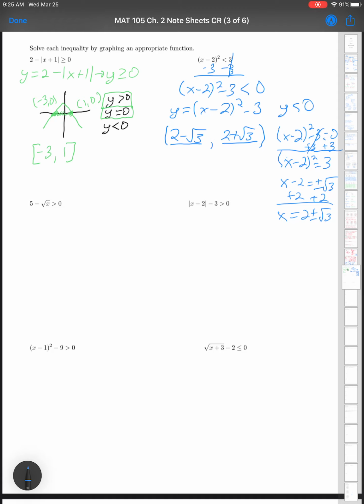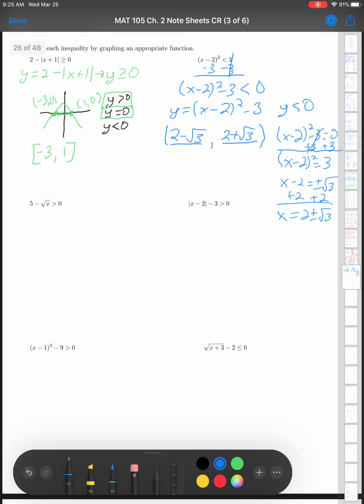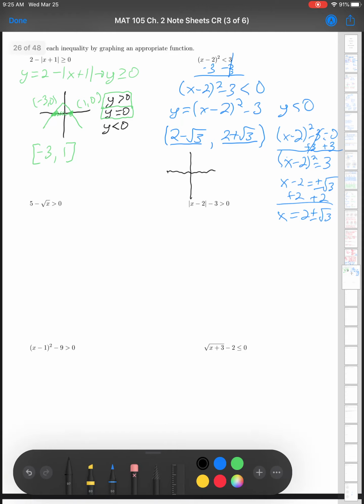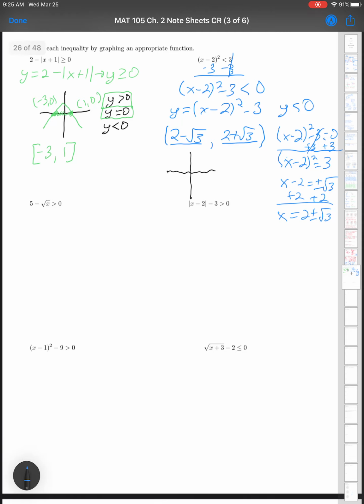So what this allowed us to do to solve this inequality is we use the graph to figure out what the answer was going to look like, and then we can use algebra to find out when it is equal to 0, which is these endpoints. And if we add a little sketch to our graph, like we had for the last one, right, I could go ahead and add a little graph here maybe.